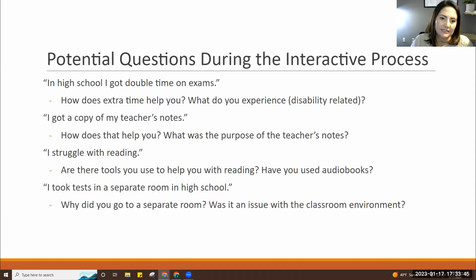Another example, I took tests in a separate room in high school. And then we would ask, why are you going to a separate room? What is the issue with the classroom environment? We're going to hear answers like, I get really distracted by people clicking their pens or their water bottles dropping, or I get really anxious when people are finishing before me, and then I feel like I need to rush and get through my test. Those details that students can give us are very helpful for us to provide them the best services that we can through our office.